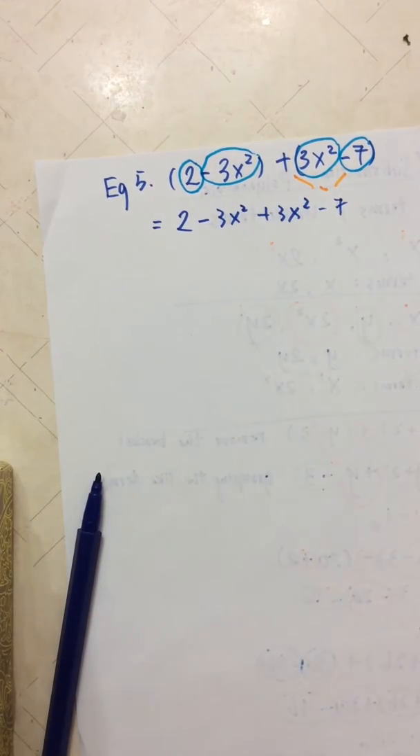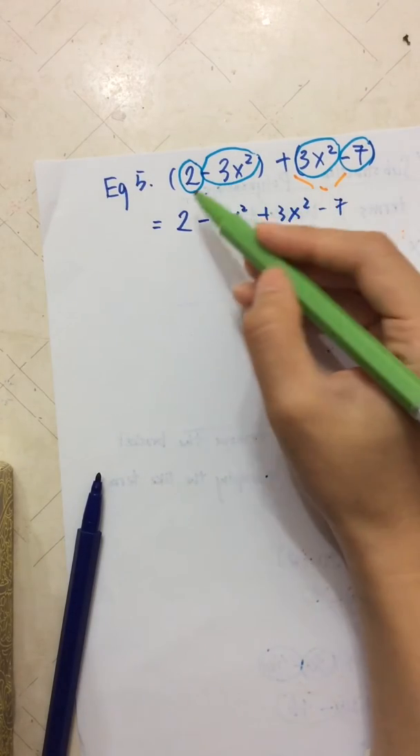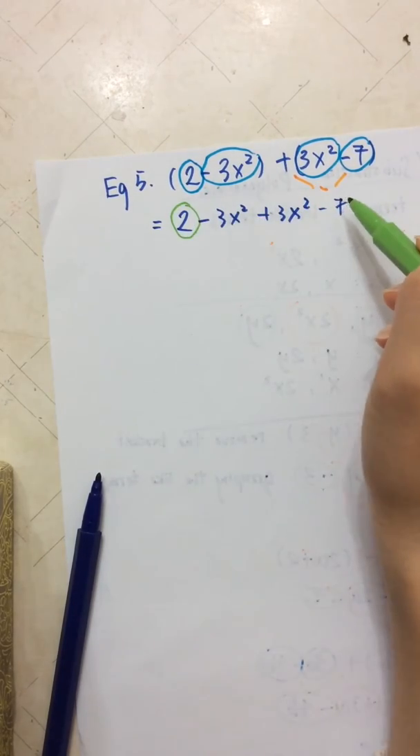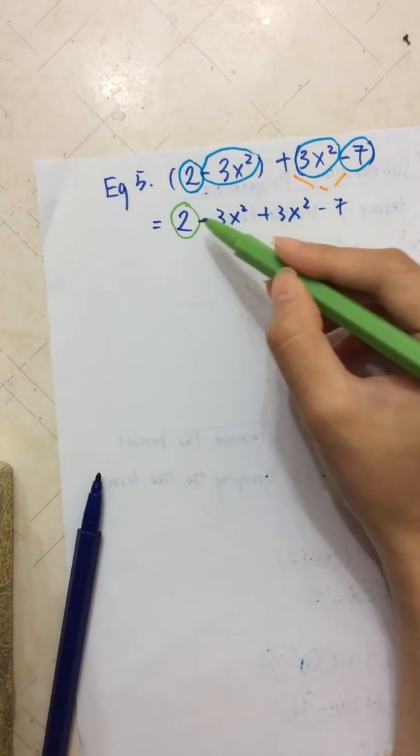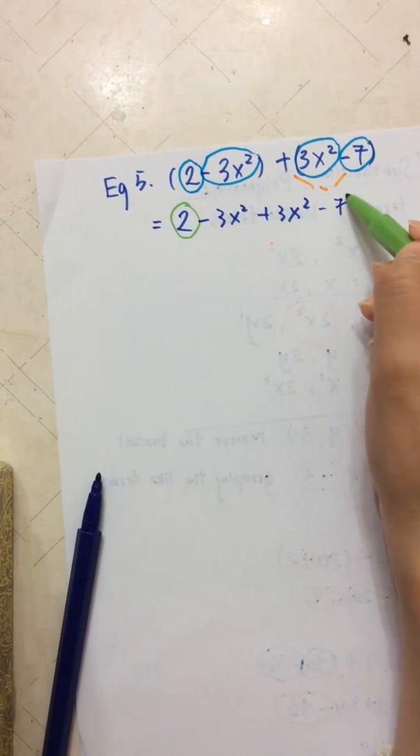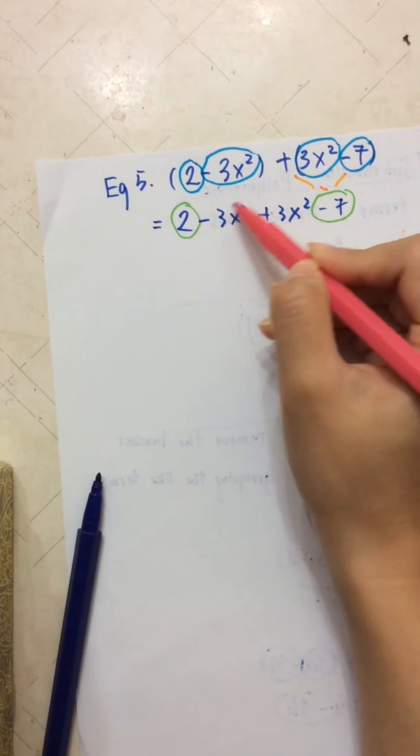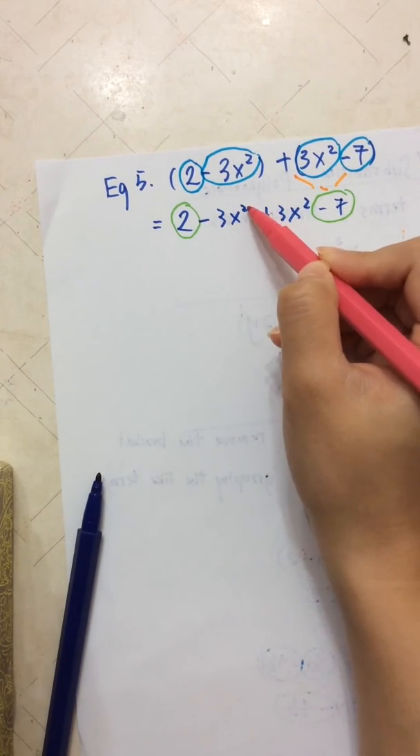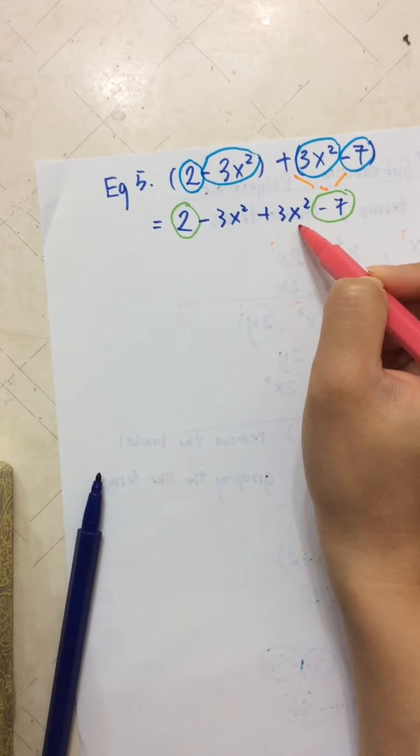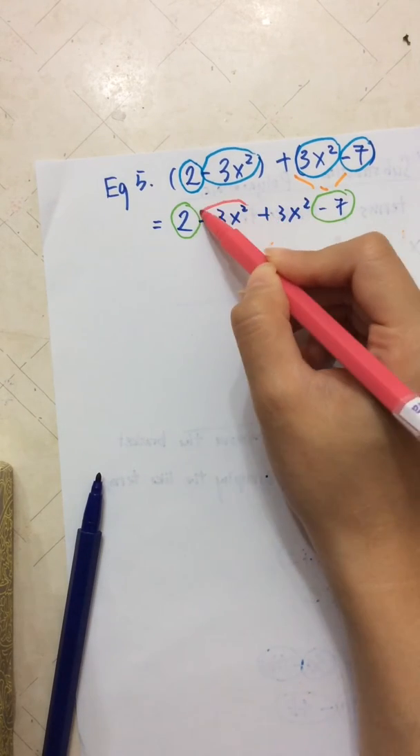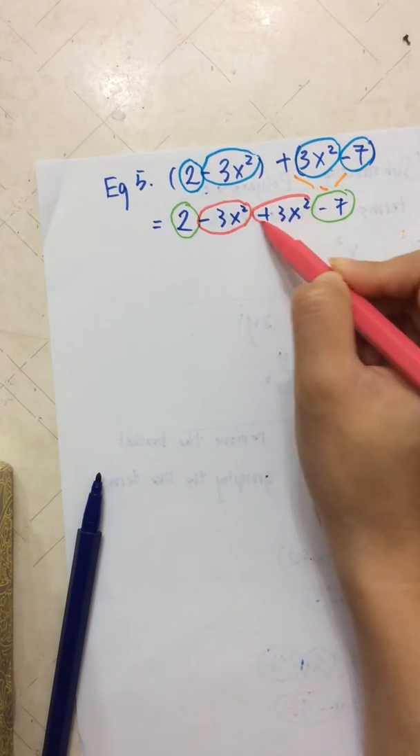For the next step, you need to group the like terms. So 2 here, and then where is another constant? Okay, negative 7. And then for the other terms, this is negative 3x to the power 2, and positive 3x to the power 2. So just circle it.